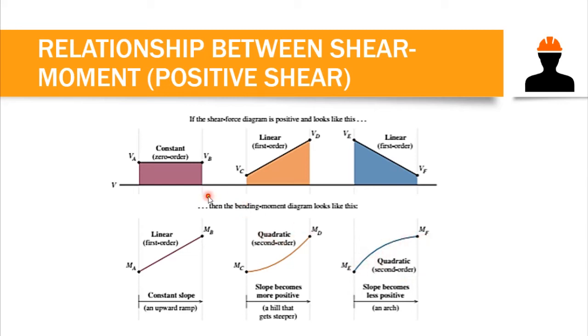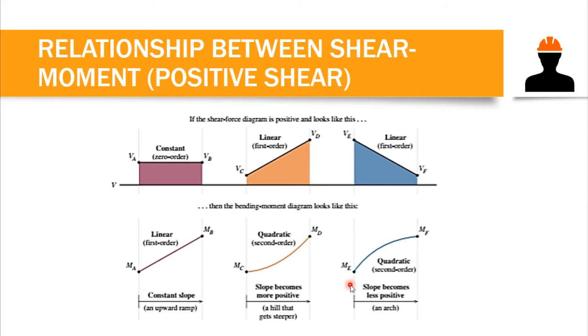So again, just a quick review. If we have zero order shear, we have a first order moment diagram. If we have shear that is in first order and increasing, then our moment diagram is in second order, or second degree, and should have a smiling curvature. For a shear diagram that is decreasing and in first degree, our moment diagram should be in second degree, or a quadratic equation, and should have a frowning curvature.